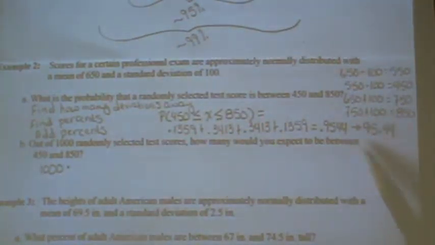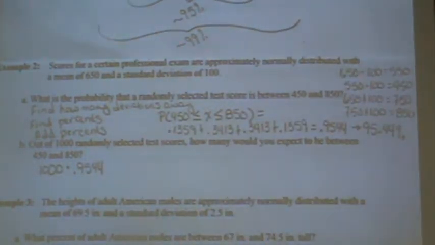So is 1,000 the mean? Oh, no. So we're going to take 1,000, and we're going to multiply, not by our percentage, because that would give you a really large number. You're going to multiply by your decimal, because remember, when you're finding a part of the 1,000, you want to multiply by the decimal. So we're going to multiply by 0.9544. And that'll give us 95.44% of the 1,000.